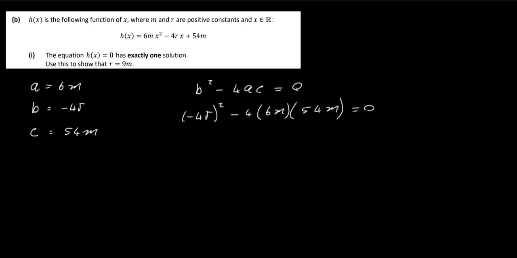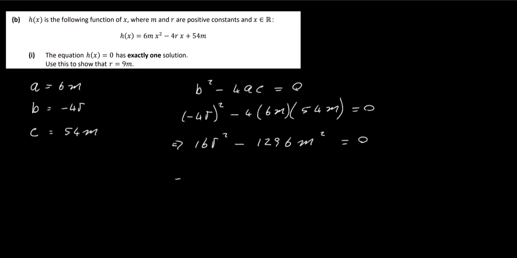So let's just multiply all this out. Well, (minus 4r) squared is going to be 16r squared. Now here we've got a minus times a plus times a plus. That's going to be minus. We've got to multiply 4 by 6 by 54. That's 1296. And then we've got m times m, which is m squared.